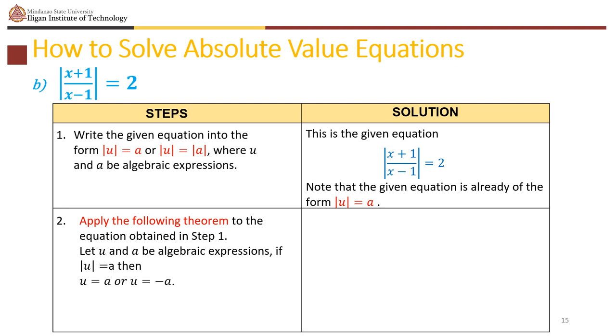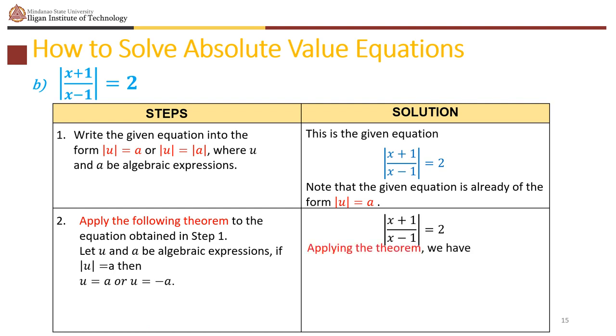So we have to apply the following theorem to the equation obtained in step 1. That is, we let u and a be algebraic expressions, wherein if you have absolute value of u is equal to a, then you get rid of the absolute value sign there: u equals a, or again you have u equals, this time, minus a. So from this, we now can rewrite the absolute value of x plus 1 over x minus 1 equals 2 as follows.